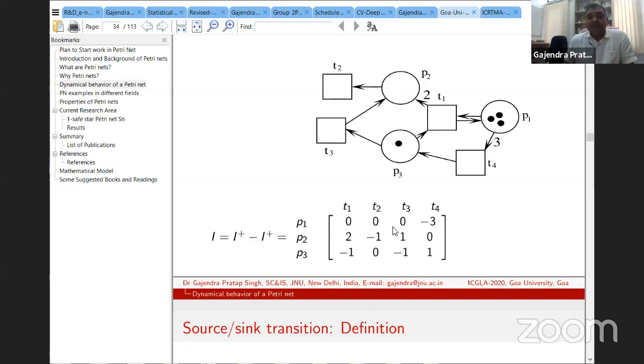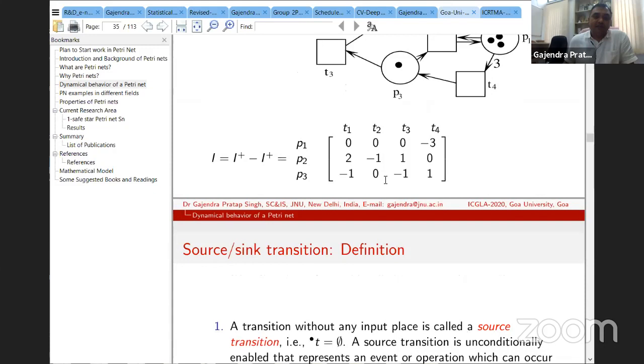incidence matrix. So here there is a problem for the researcher. For a given incidence matrix, how many Petri nets are possible? That is also a challenging problem. Anybody can try this for a given incidence matrix.